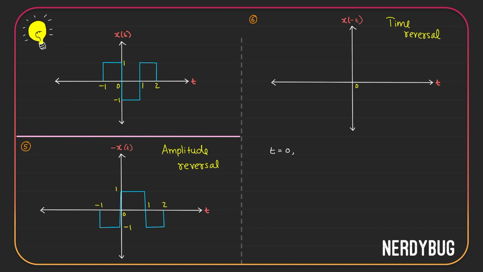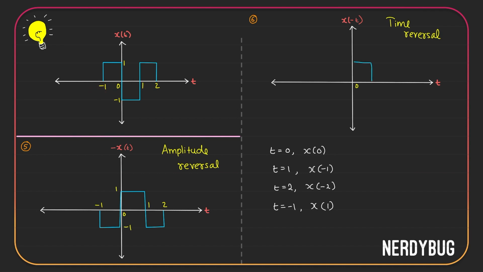At t equal to 0, I get x of minus 0, which is x of 0, so the same. At t equals 1, I get x of minus 1. At t equals 2, I get x of minus 2. On the other side, at t equals minus 1, I get x of minus t, so plus 1, or x of t minus 2. So basically, whatever I got on the right side will now be on the left side. Whatever I got on the left side will now be on the right side.